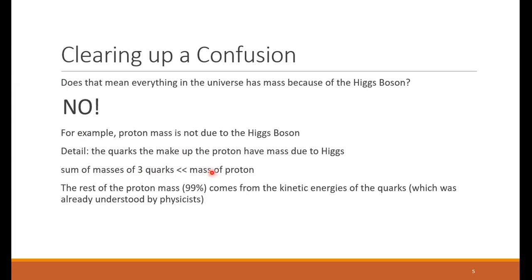This is because most of the mass of the proton, 99% of its mass, comes from the kinetic energies of the quarks. And this is a separate process. It's already understood by physics. This has nothing to do with the Higgs. So only about 1% of the mass of the proton is attributable to the Higgs boson. The Higgs focuses on the elementary particles, the ones that I showed on the previous slide.